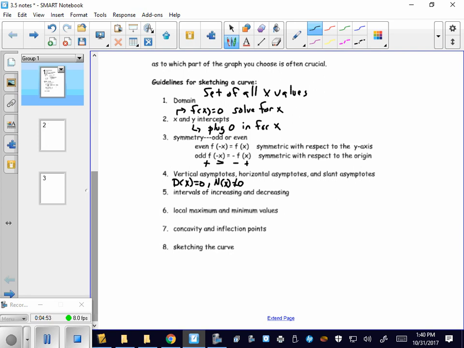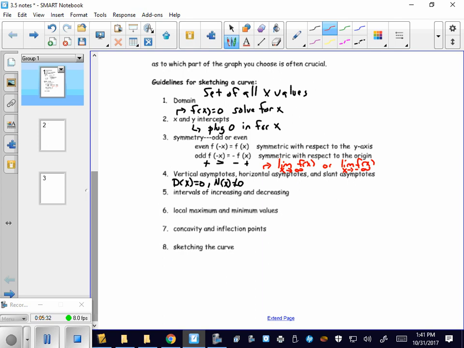Okay, horizontal asymptotes. Let's do this in a different color, and we'll put the horizontal asymptote up here. Remember that a horizontal asymptote, now that we've done calculus, is really a limit of our function as x approaches infinity, or a limit of our function as x approaches negative infinity. So you really could have two separate horizontal asymptotes.